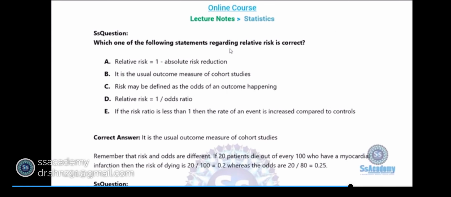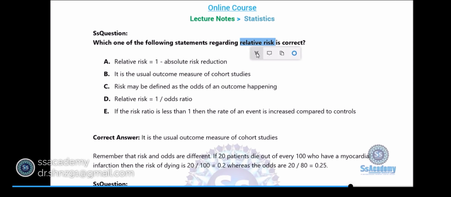Which one of the following statements regarding relative risk is correct? Answer: it is the usual outcome measure of cohort studies. So cohort studies, a box that we need to remember, equal the relative risk. Remember, risk and odds are different. If 20 patients die out of every 100 who have a myocardial infarction, then the risk of dying is 20 by 100, whereas the odds are 20 by 80, equal to 0.25. It means the risk ratio, relative risk and the odds are different.